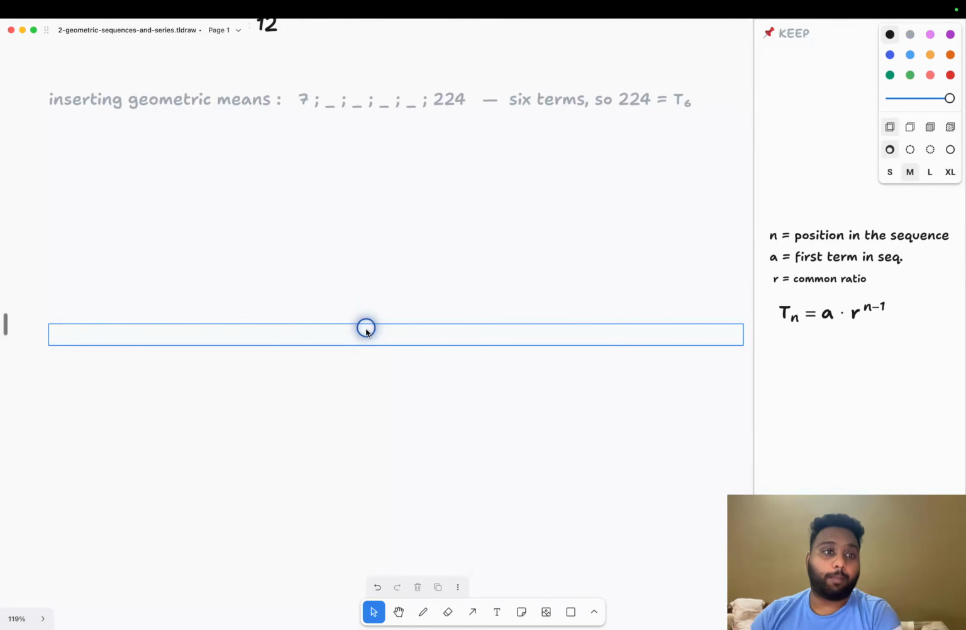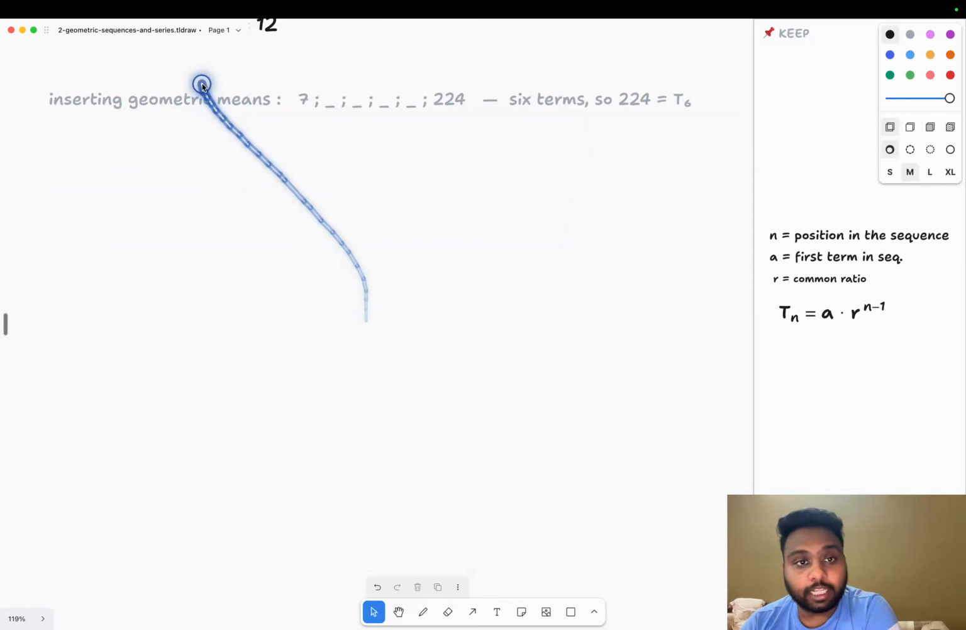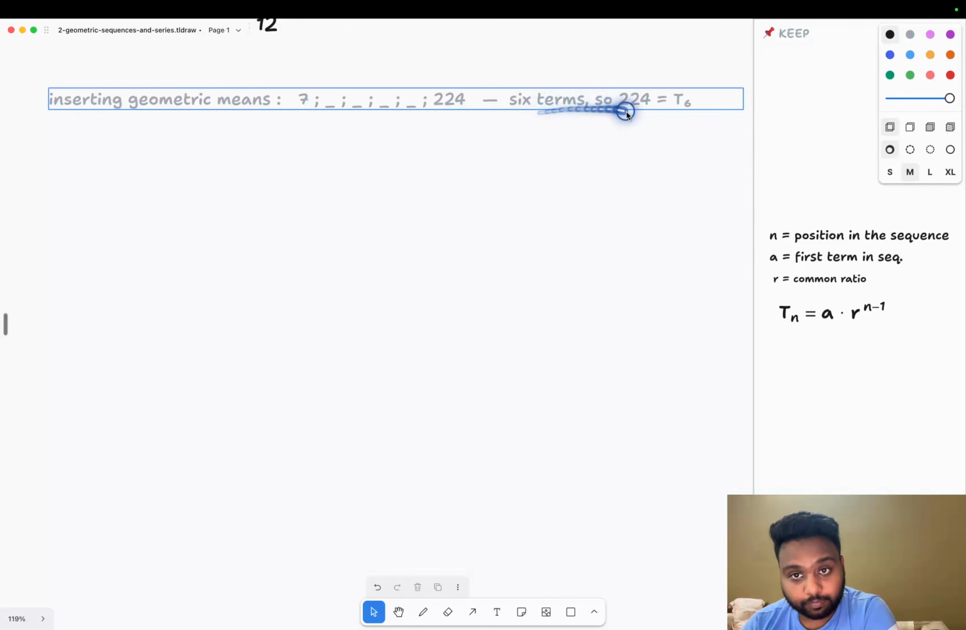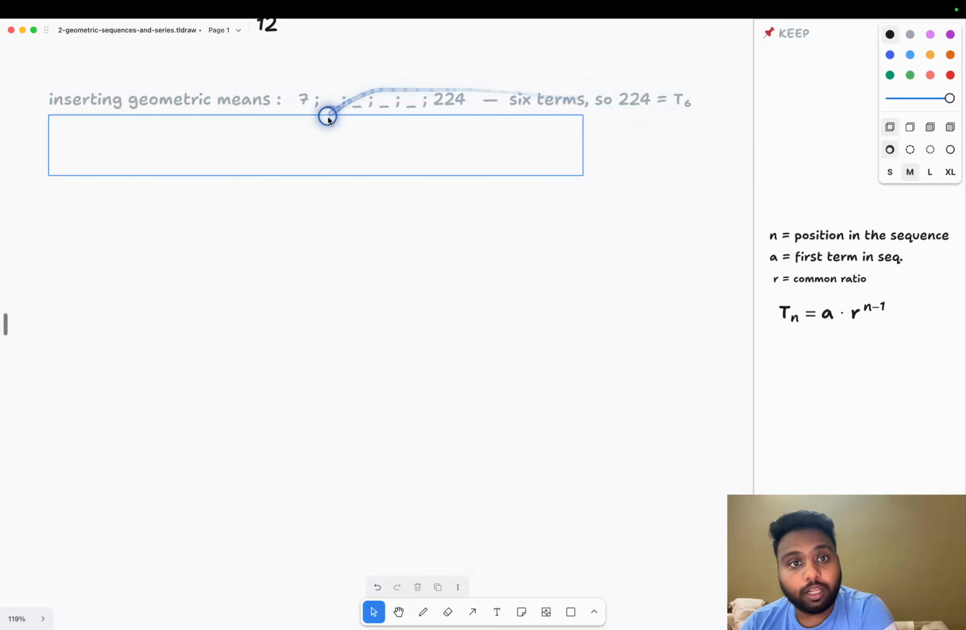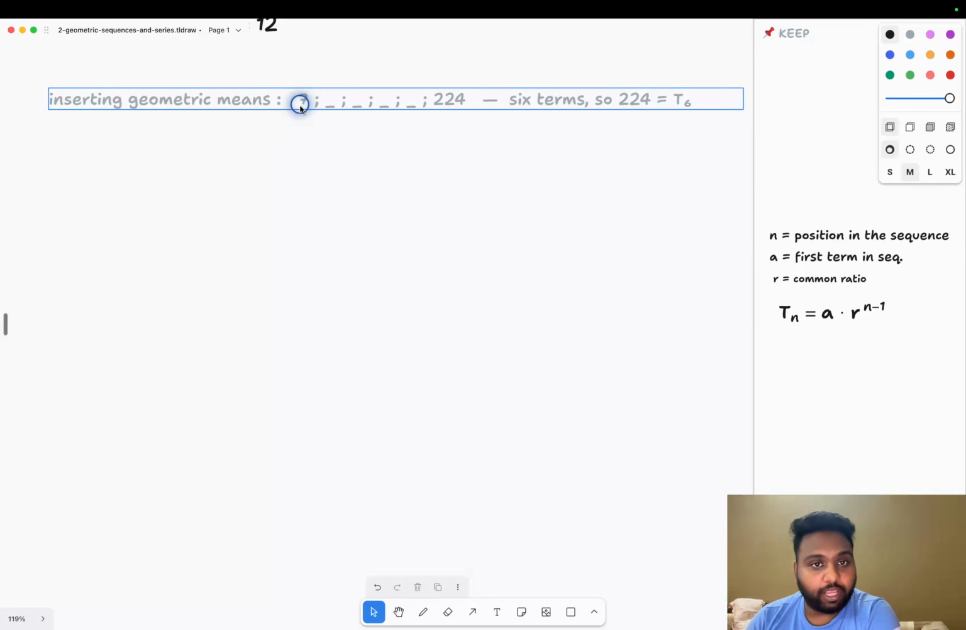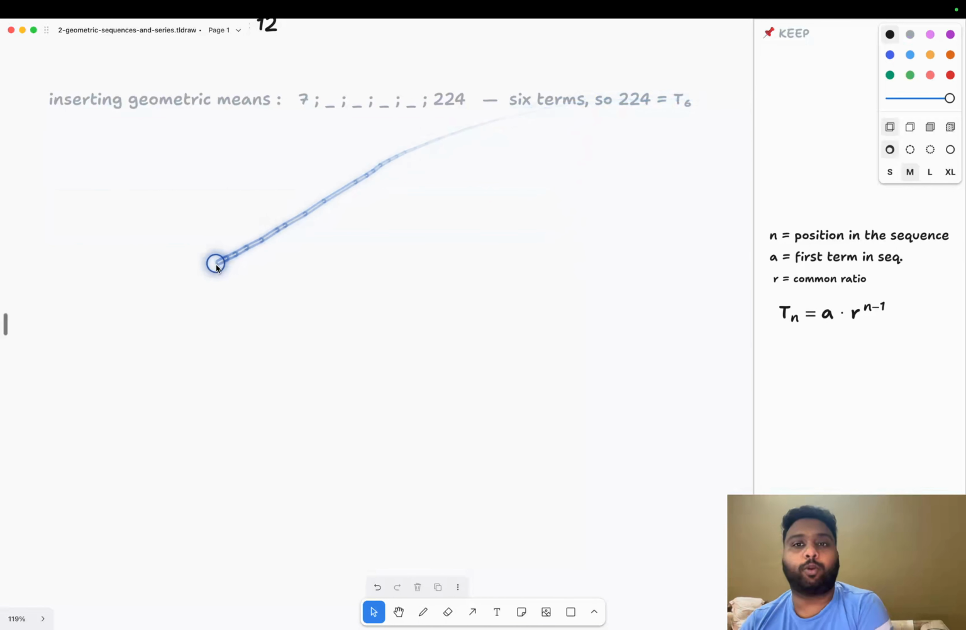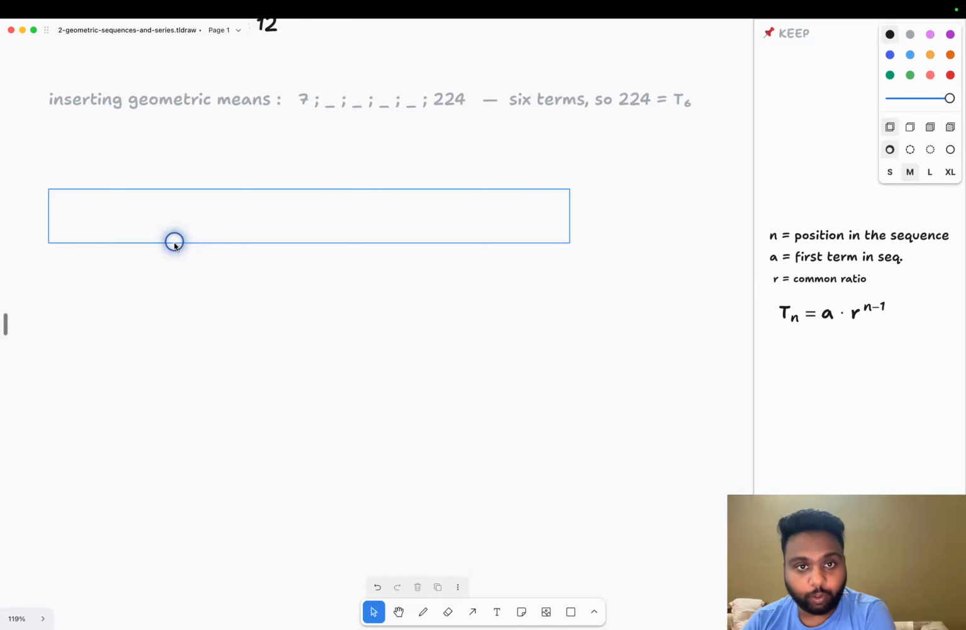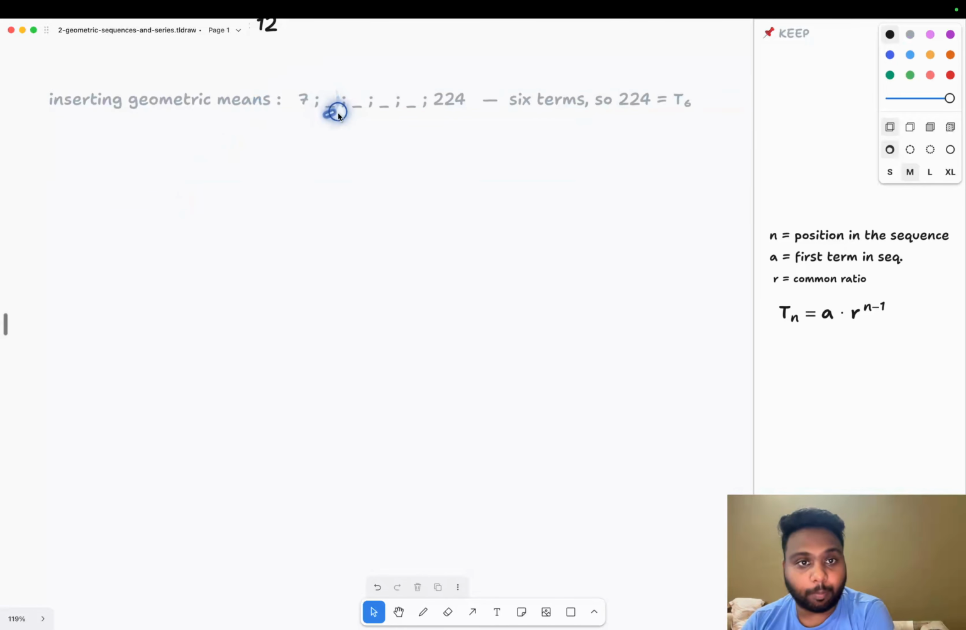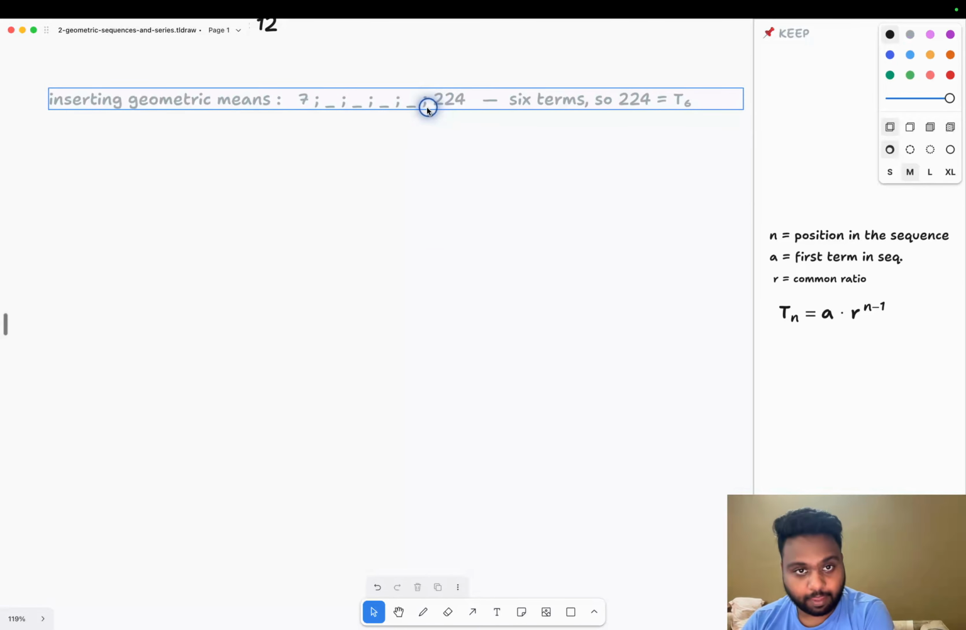One more type of question that we can see in the exams is inserting geometric means. They have given us the value of A and the value of T6, and they are asking for the 6 terms. So the T6 is going to be 224. We need to find the value of the middle 5 terms.